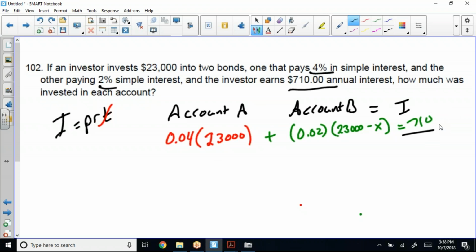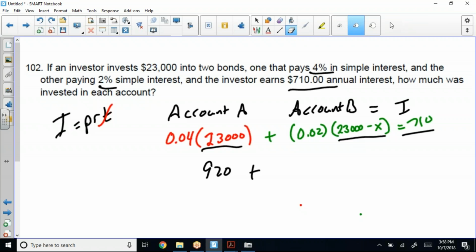So 0.04 times 23,000 gives me 920. Plus the amounts here, guys, if I make one 23,000, I make the other one 23. Sorry, my bad, I just made a mistake. Yep, no, I just called it 2. Sorry. Some of y'all are probably going, what are you doing?